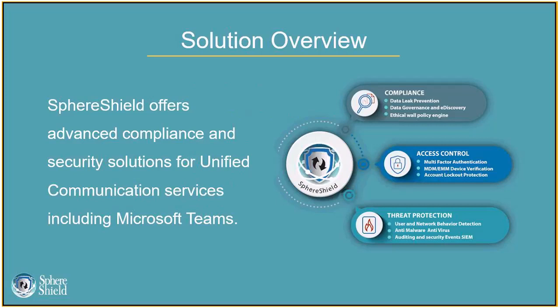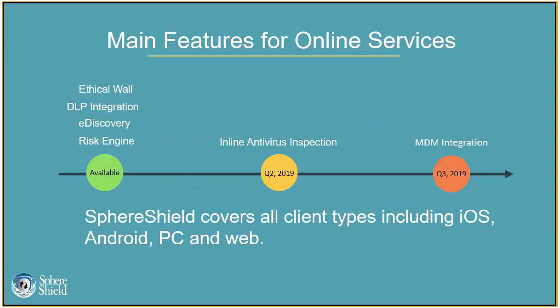The solution is familiar to you already from your Skype deployment, so I'll skip this. At a high level, we rebranded the name. It was named SkypeShield. We've renamed it SphereShield because it now not only addresses Skype, it covers Teams, and we plan to cover other platforms such as WebEx and others. So what are we offering? For Teams and other online services, we offer Ethical Wall, DLP, eDiscovery, and Risk Engine.